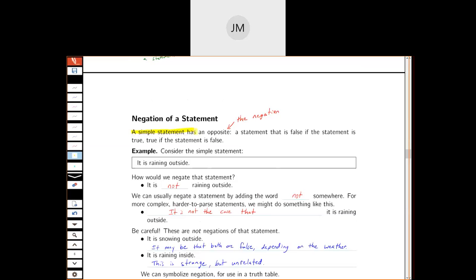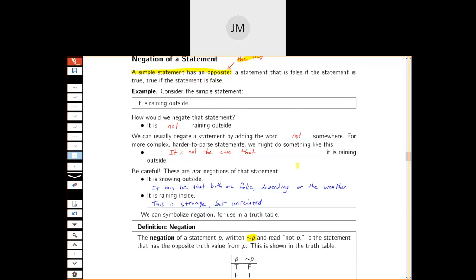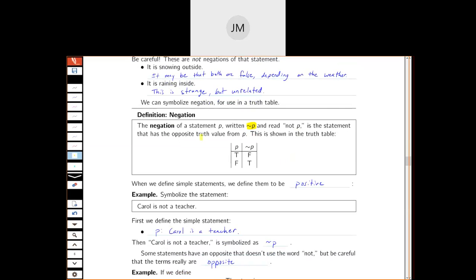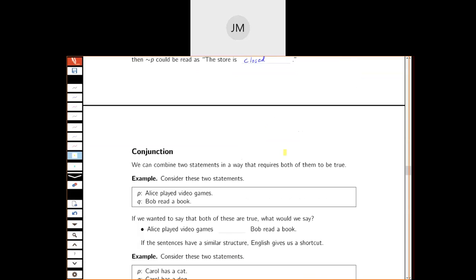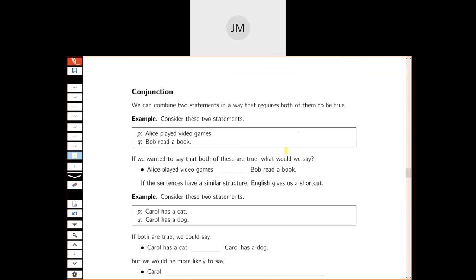So a simple statement has an opposite. That opposite is the negation. And that's sort of what we wrote down here with this truth table, but maybe that's a little bit confusing. So a conjunction is a little bit different. A negation was taking a statement and saying, all right, we're going to define its opposite. A conjunction is a way to combine 2 statements.